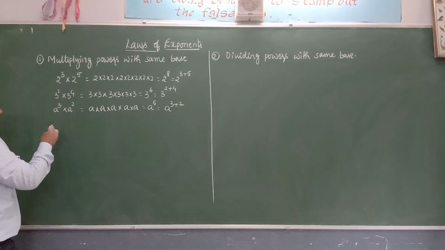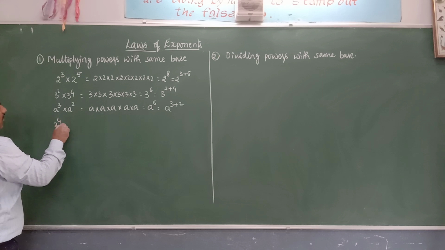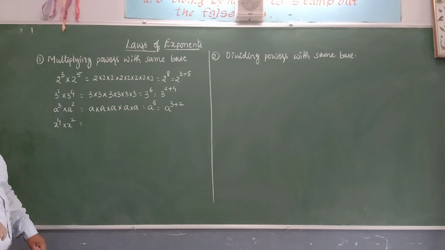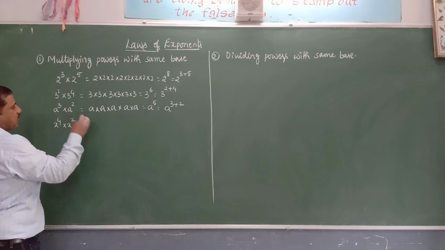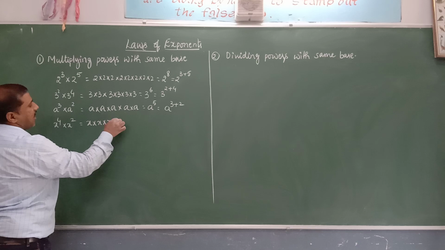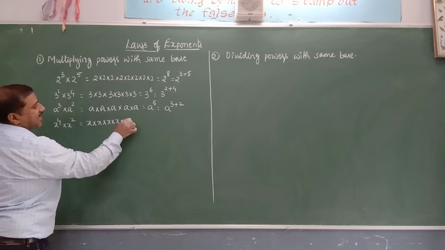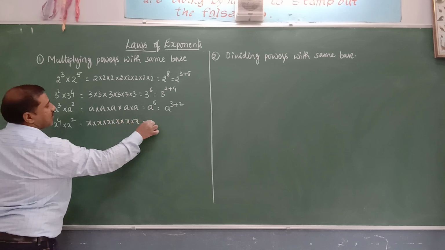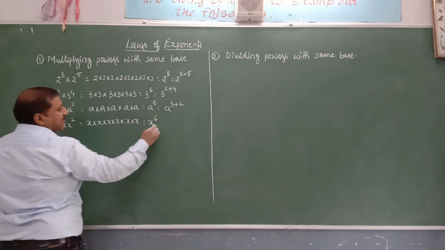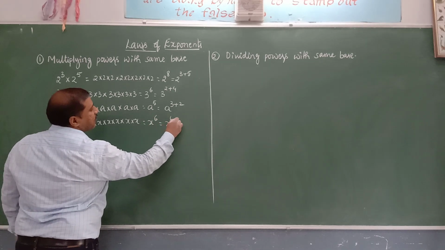So if you go for one more, x to the power of 4 into x square. Then what we get? X to the power of 4 means x into x into x into x, x square means it is x into x. That is equal to x to the power of 6, which is equal to 4 plus 2. That is x to the power of 4 plus 2.